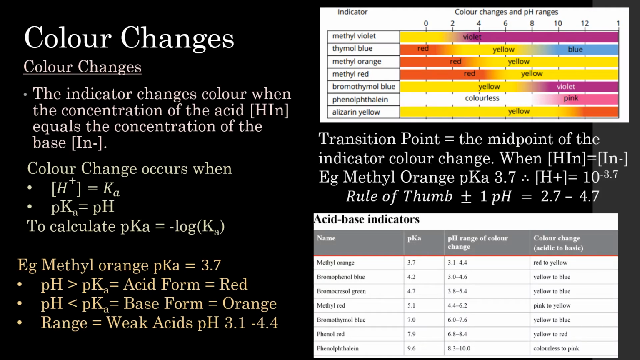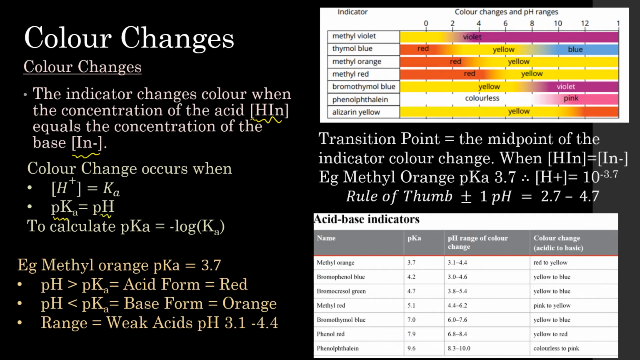Okay, so if I think about colour changes, the indicator changes colour when the concentration of the acid form equals the concentration of the base form of the indicator. So the colour change occurs when the concentration of the hydrogen ion equals the acid dissociation constant. And therefore we can think that the pKa value is equal to the pH.